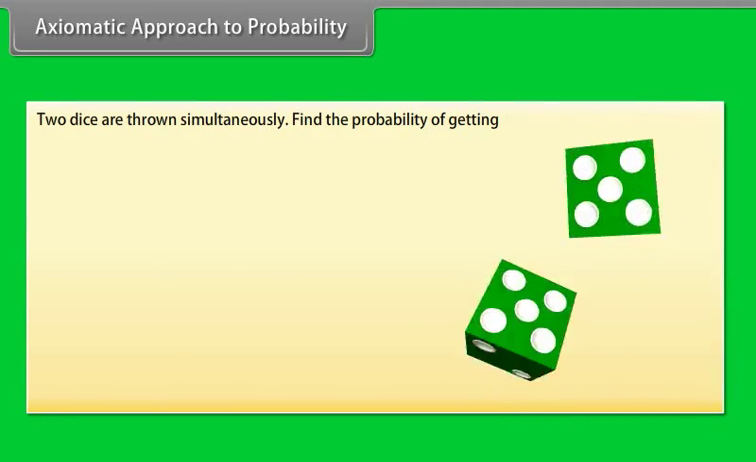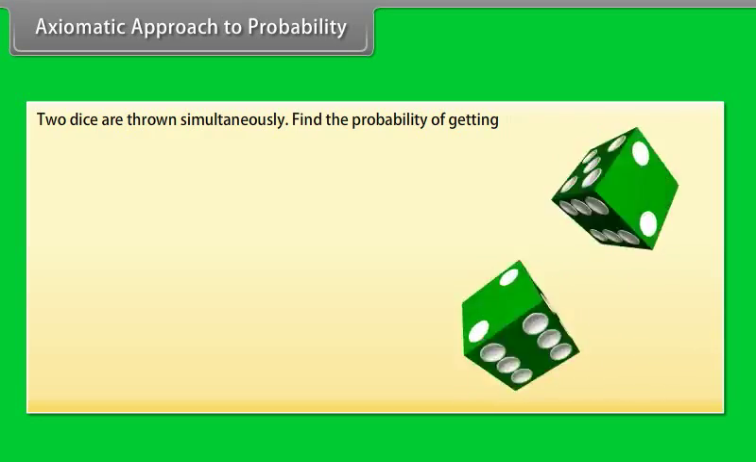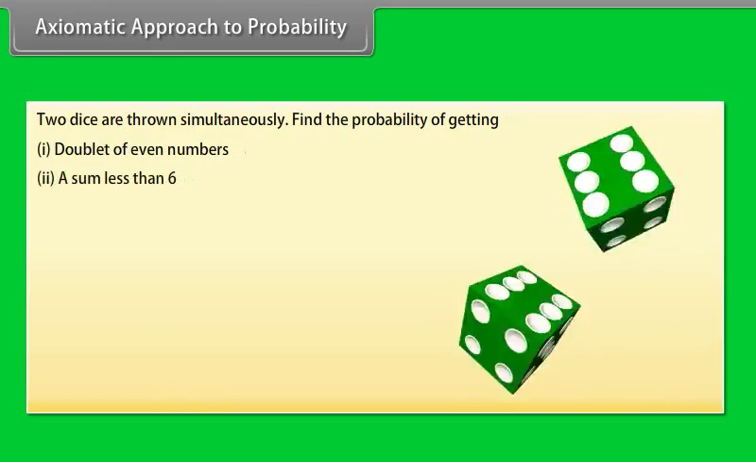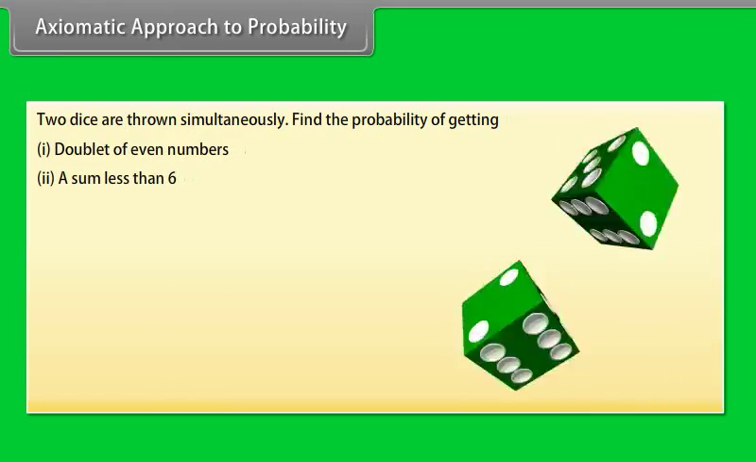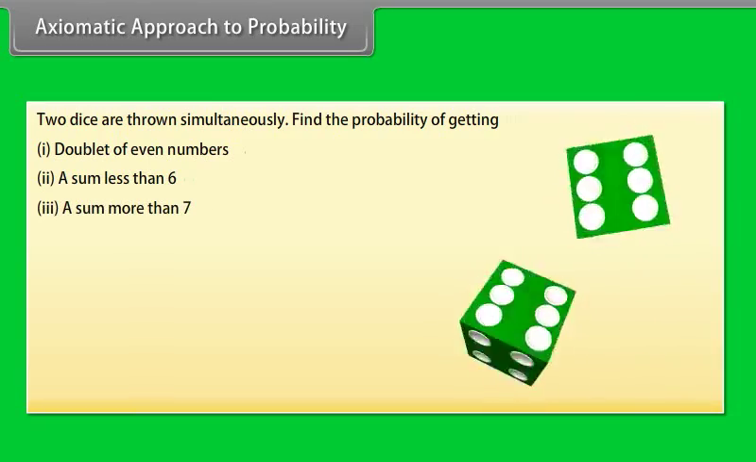Probability events. Let's have an example for better understanding. Two dice are thrown simultaneously. Find the probability of getting 1. Doublet of even numbers. 2. A sum less than 6. 3. A sum more than 7.